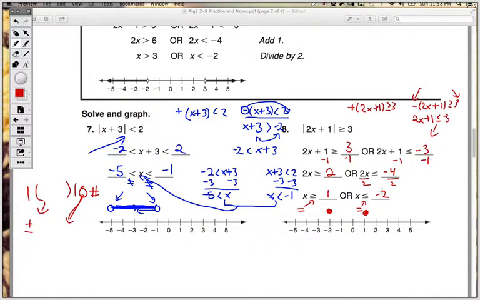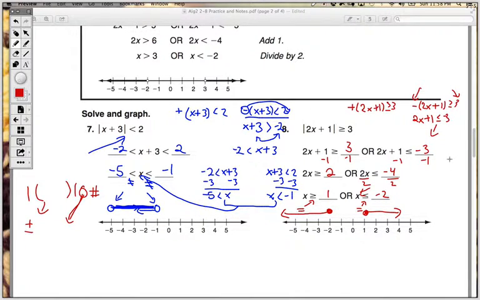And now, okay, what's happening with the x? Let's take this one on the right. It says the x's are smaller than the negative 2. So here's my negative 2, and the x's are smaller. So they're going that way. And over here, this one says x's are bigger than 1. So boom, there you go.